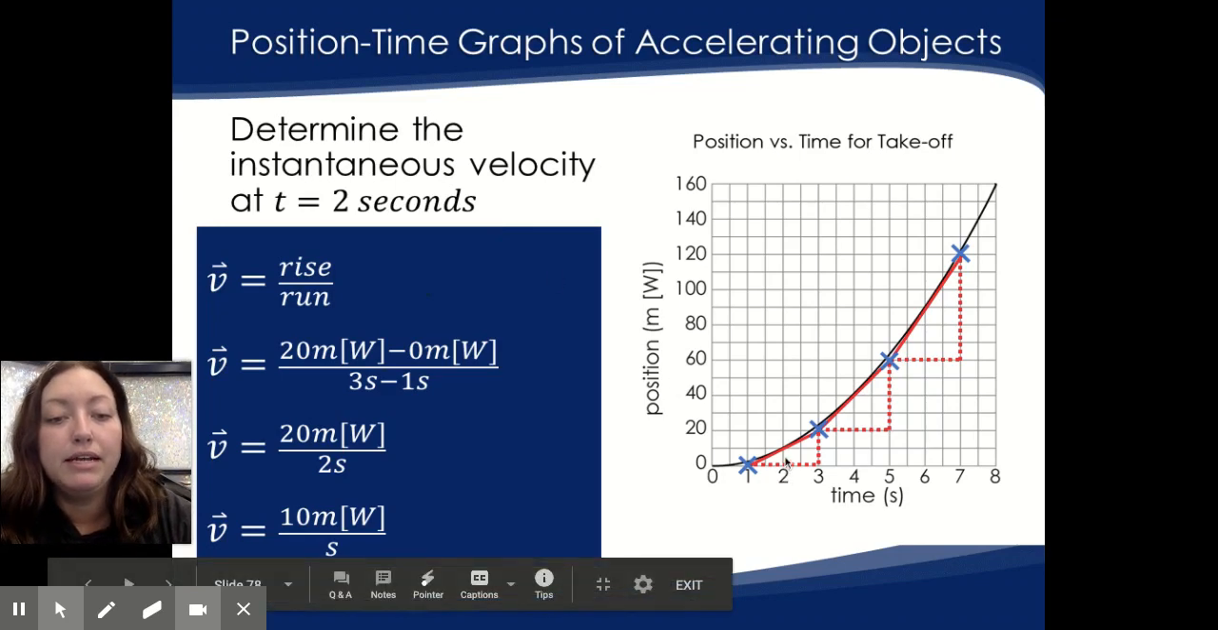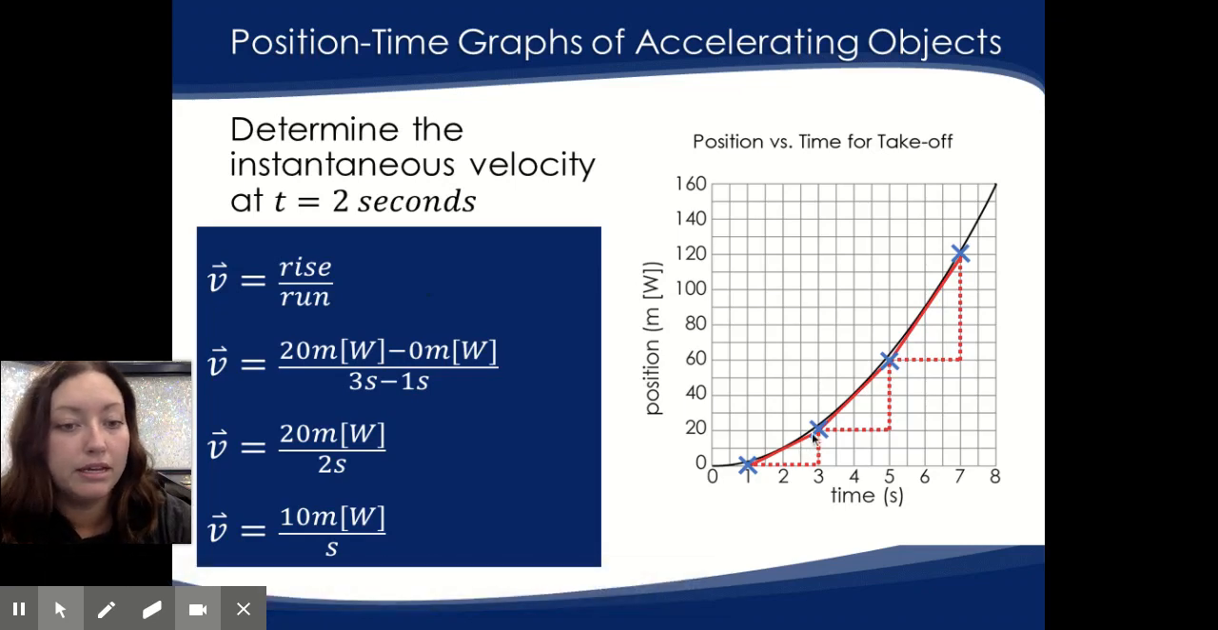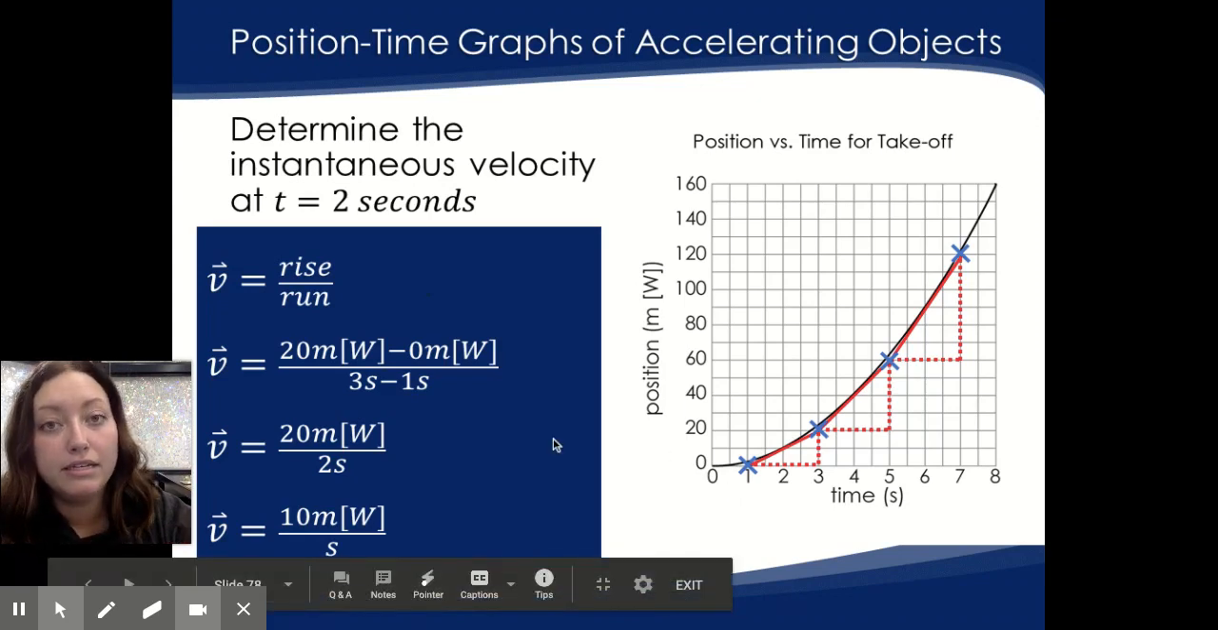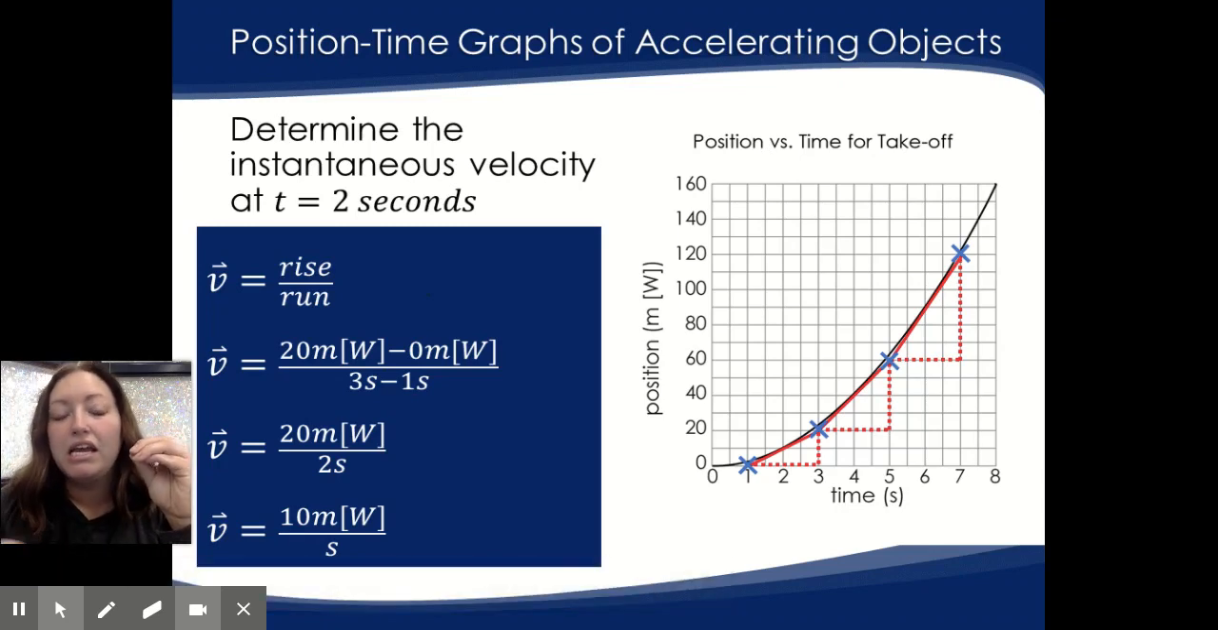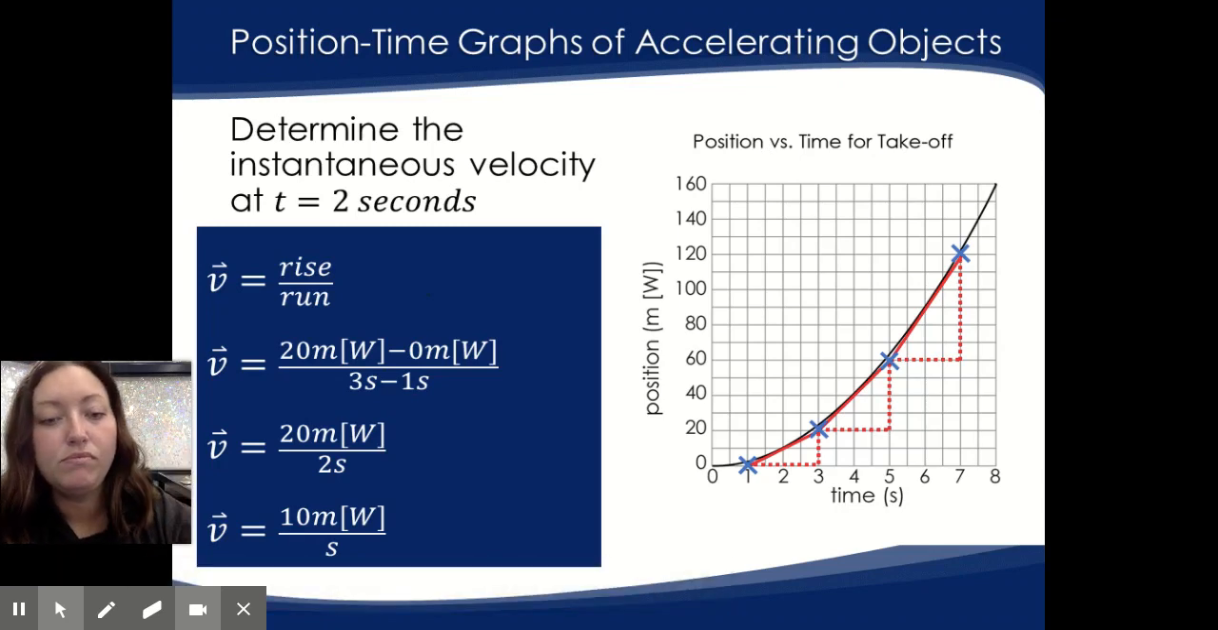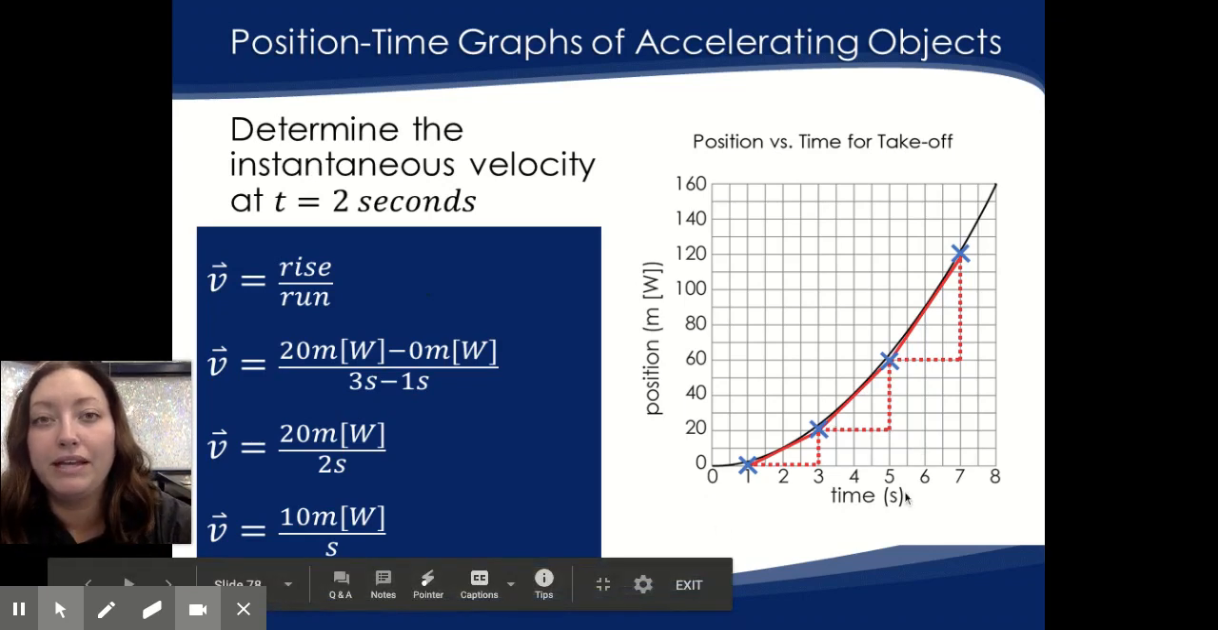That means that my tangent line needs to touch my curved line right at 2 seconds, and then it should extend in either direction as far as you want. So if you want to draw this line all the way out to the edge of the graph, that's fine, or you can just stop it here like they have. So for the instantaneous velocity, you're using values somewhere else on that line, on the tangent line, to determine the final and initial position. So if you have a tangent line here, it's touching your line right at 2 seconds.